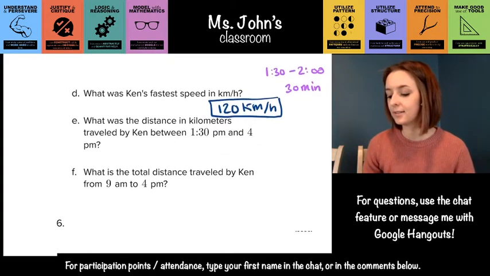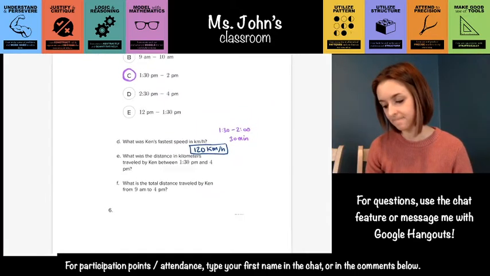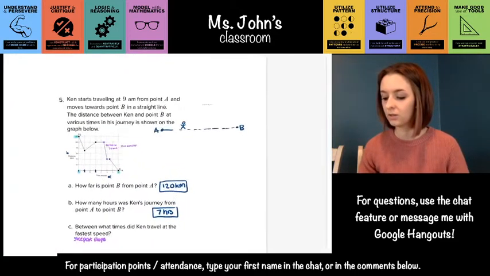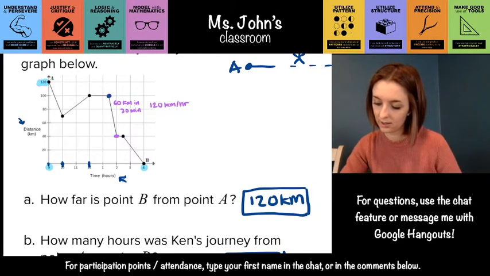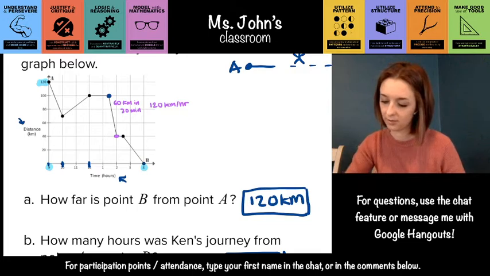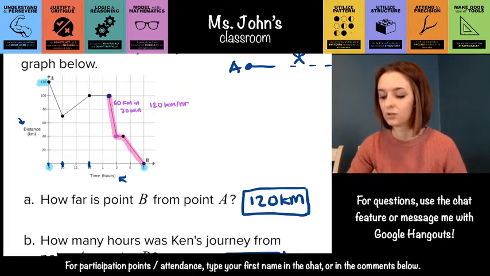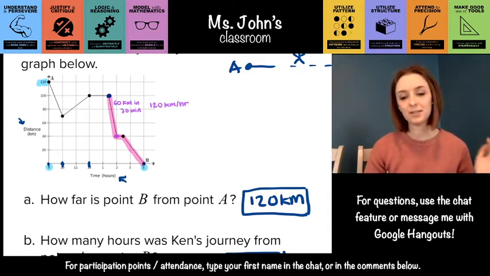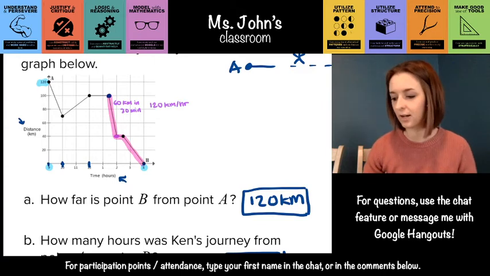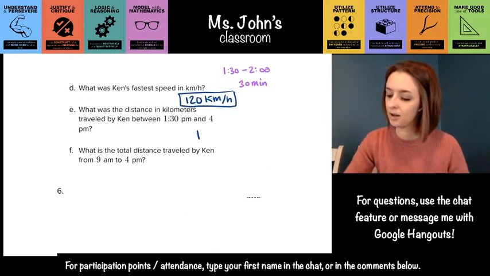What was the distance in kilometers traveled by Ken between 1:30 p.m. and 4 p.m.? Between 1:30 here and 4, it's basically all of this traveling. He started at 100 kilometers away and ended up at point B. So that means he went 100 kilometers in that amount of time. Hopefully that makes sense. 100 kilometers.